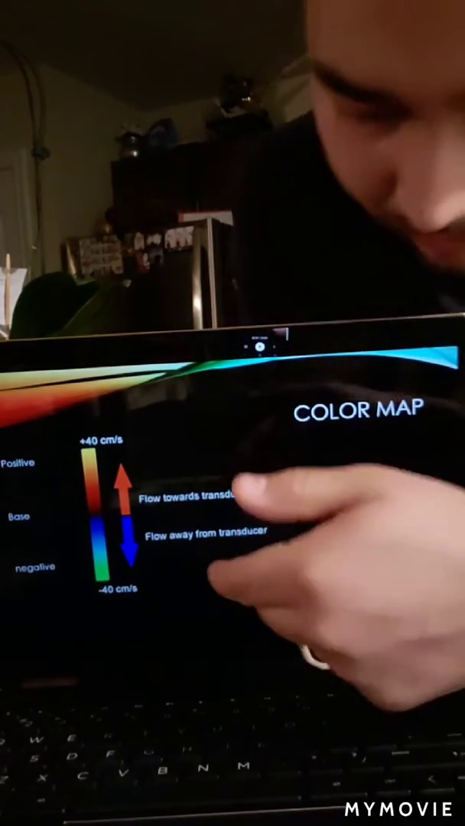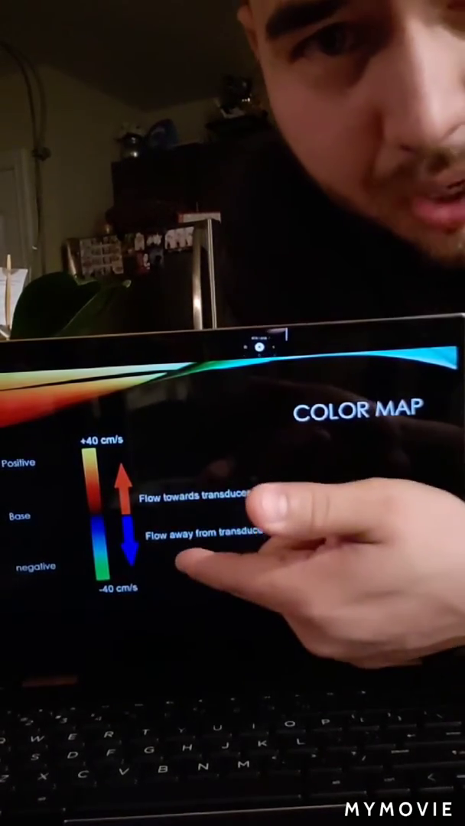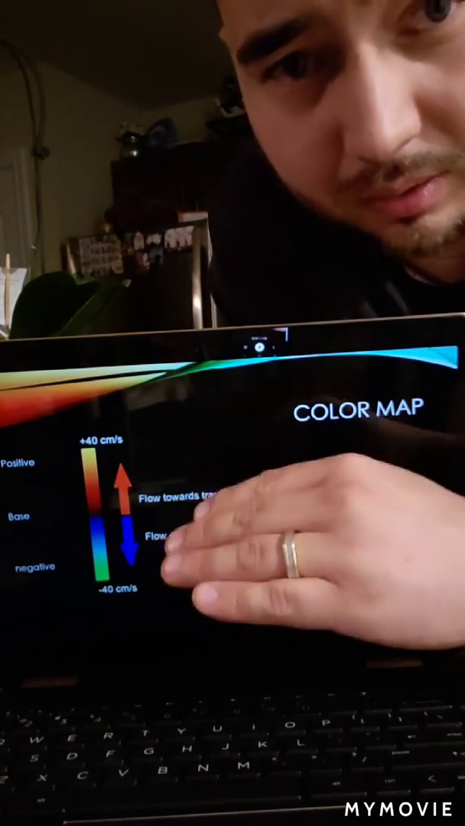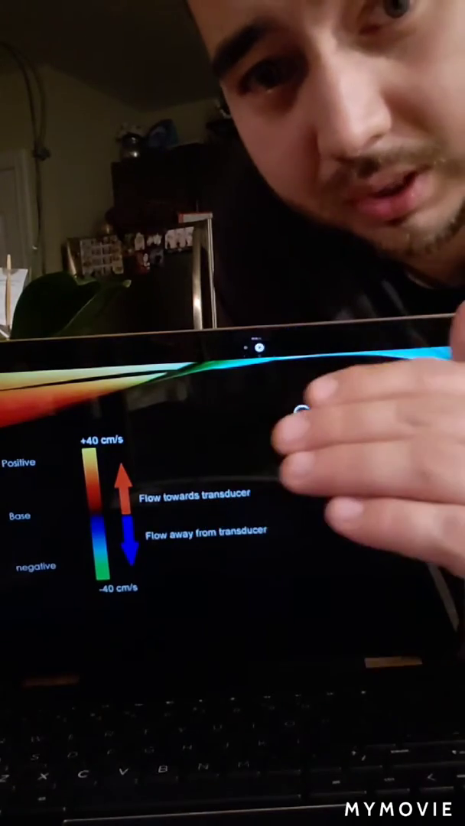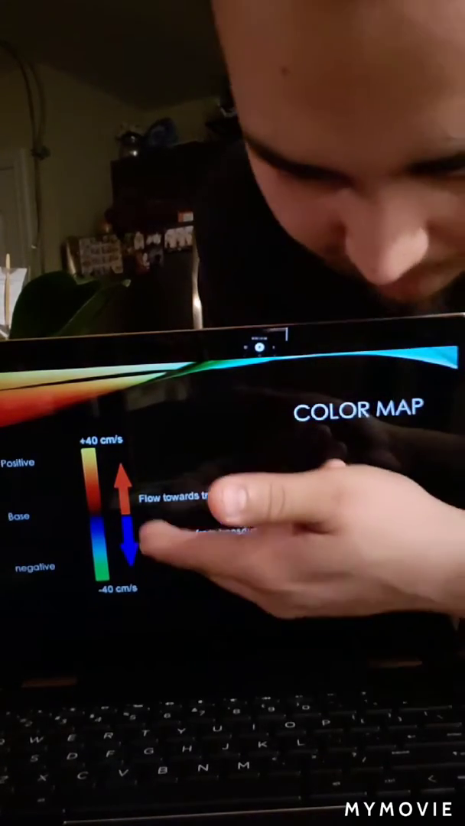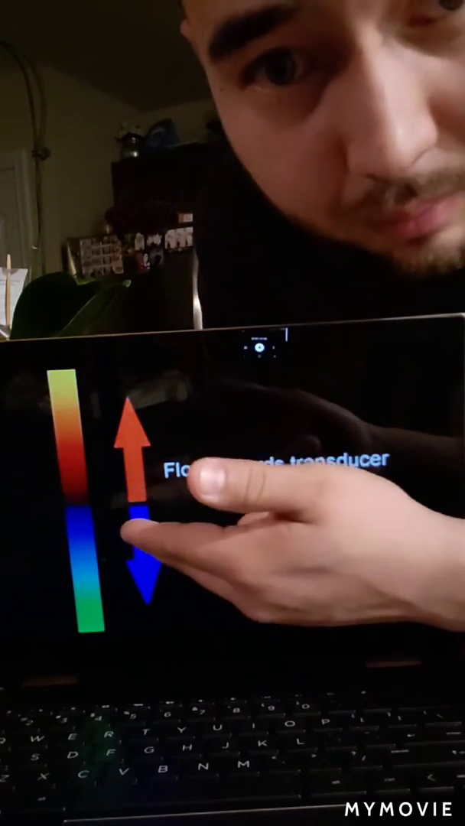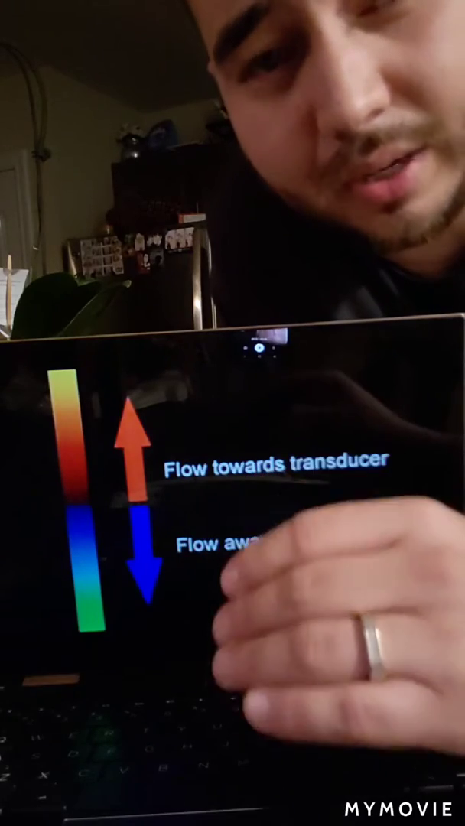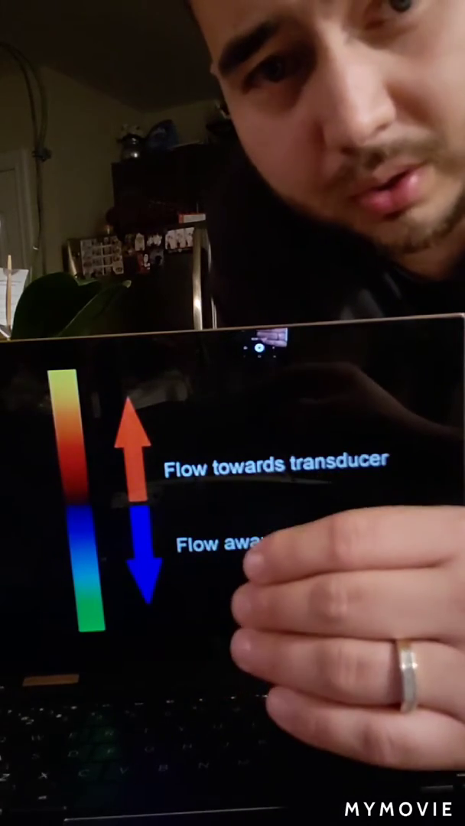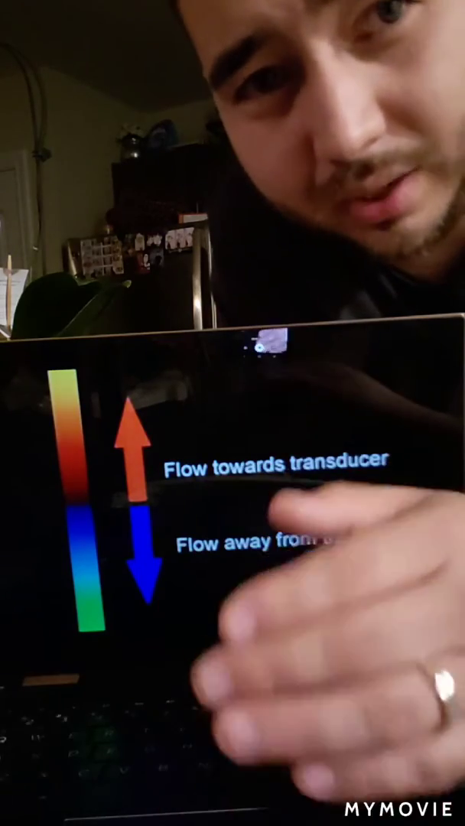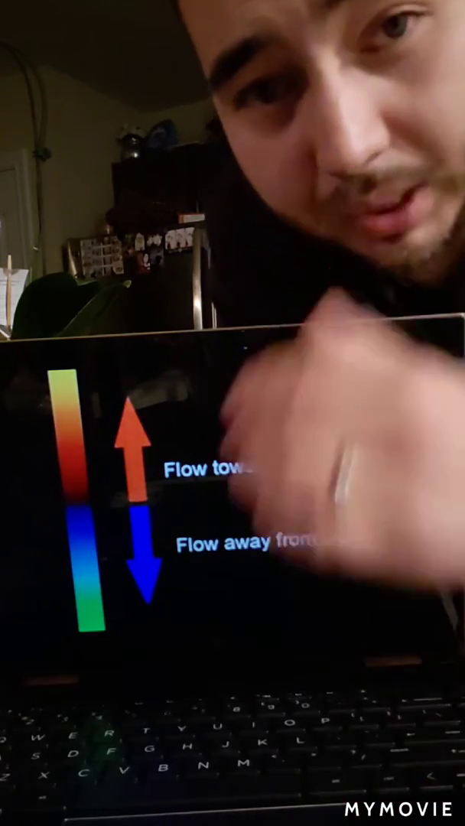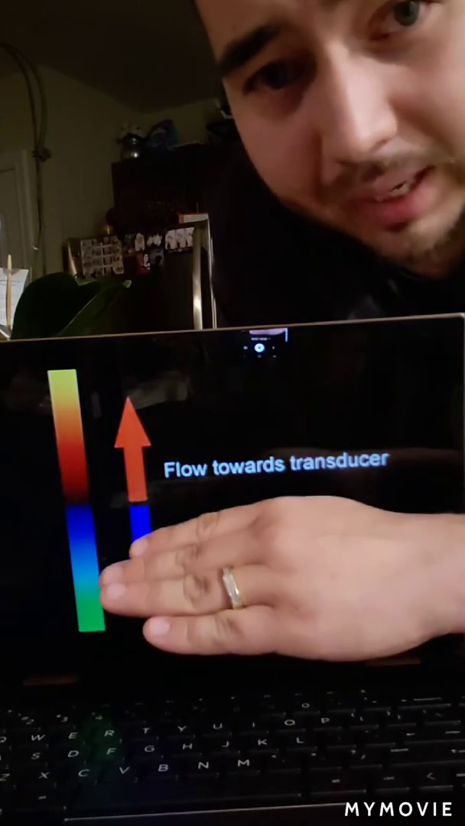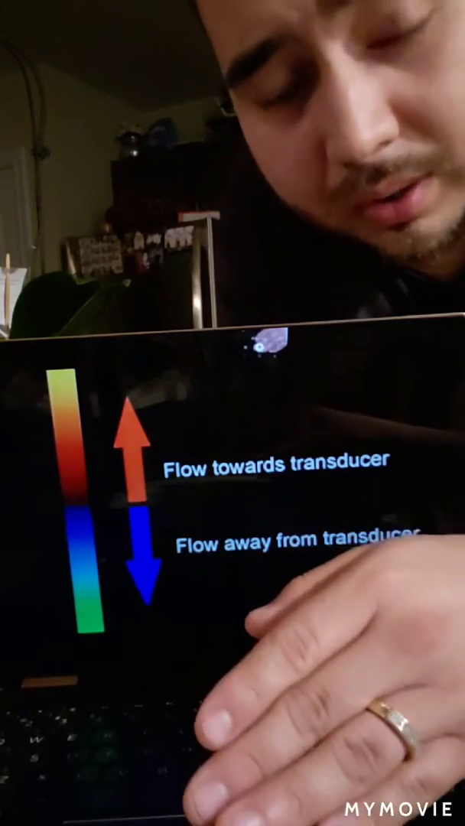So this is the color map that is displayed on the monitor when you are doing color Doppler. The most specific it can be is the top portion of the baseline, which is that black part right there. Anything above the baseline means that it's heading towards the transducer. We'll explain that later as far as the angles on the transducer, but anything above the baseline is towards the transducer, and anything below the black line is away from the transducer.